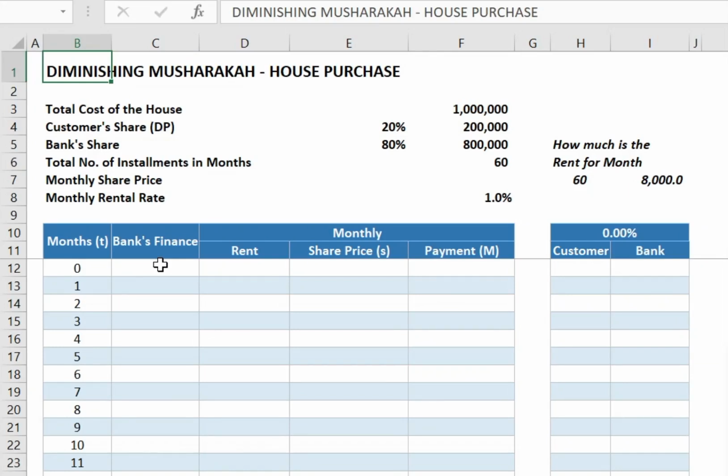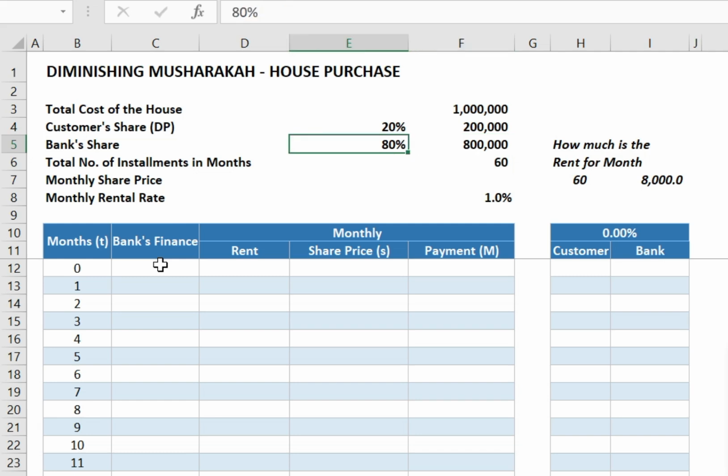Let's have this case study number 1, diminishing Musharakah house purchase, where the total cost of the house is 1 million pesos. The customer's share is 200,000 pesos, representing 20% ownership interest. Then the bank share is 800,000, representing 80% ownership interest. The total number of installments in months is 60.